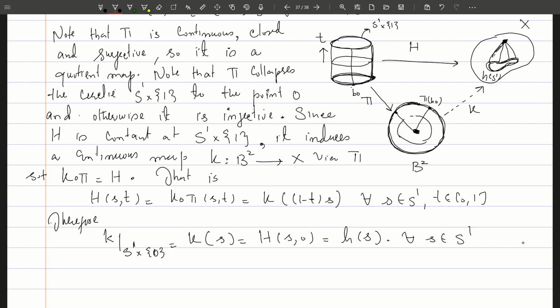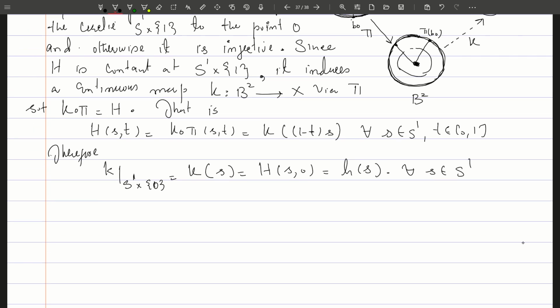So this shows that k is a continuous extension of the map h.